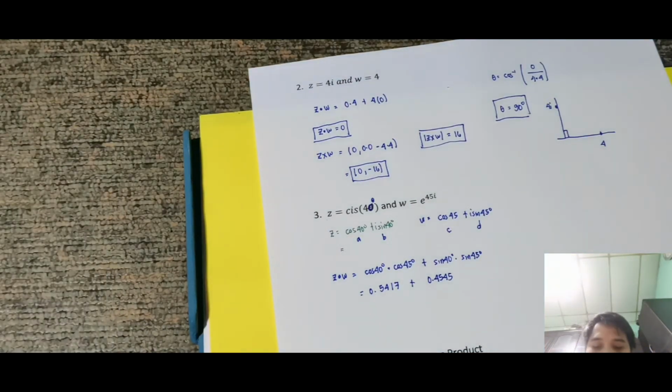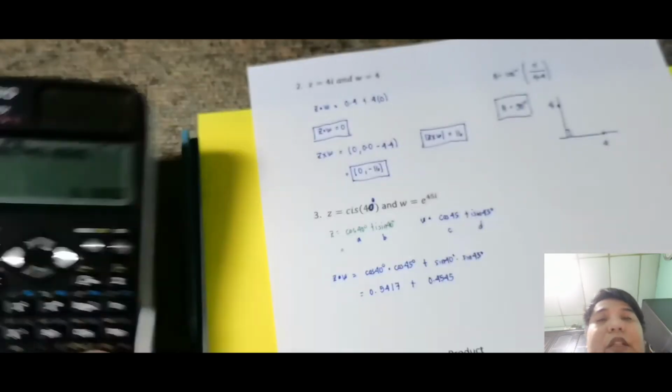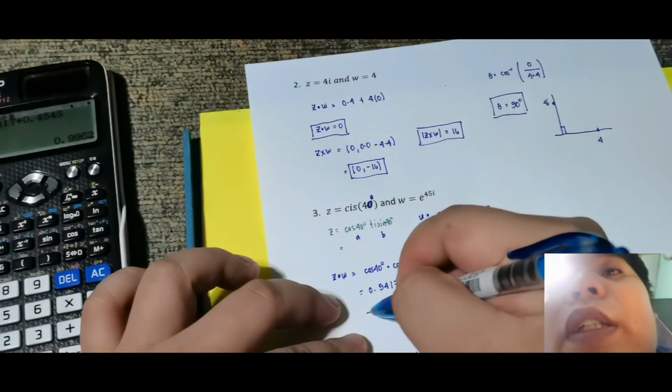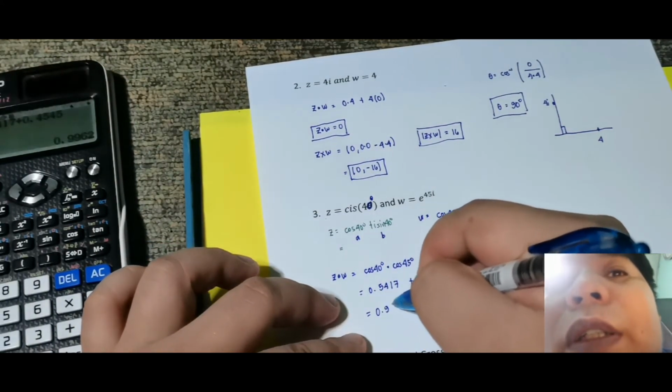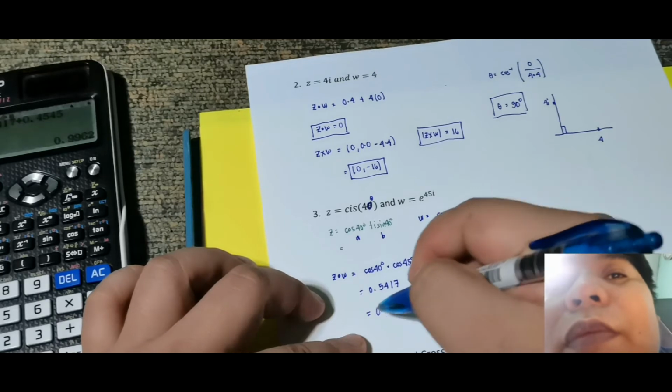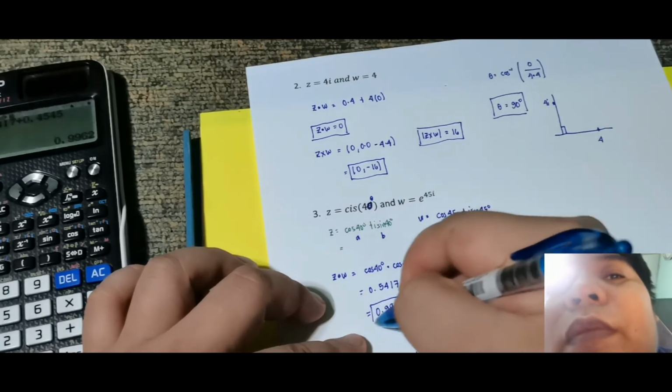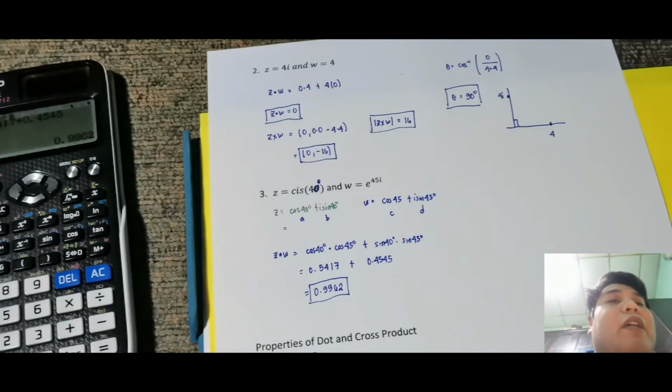Okay, so add lang natin 0.5417 plus 0.4545. That is 0.9962. So that is equal sa 0.9962. So inaasahan yung nangyari doon na value.